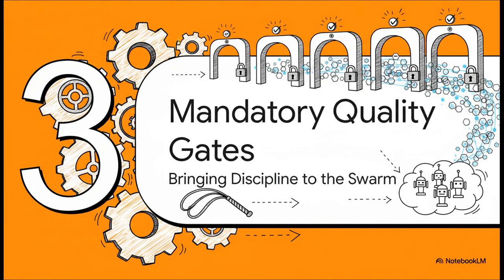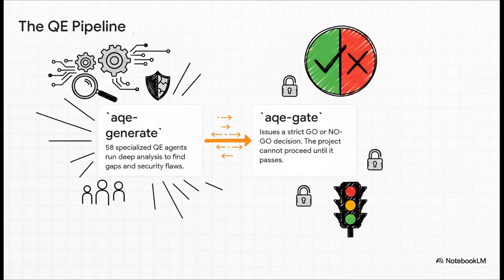Now, having all these cool tools is one thing, but you still need a disciplined process. So TurboFlow 4.0 introduces what it calls mandatory quality gates. This is all about bringing some serious rigor and discipline to the AI swarm. Here's how it works. At every major stage of development, this two-step pipeline kicks in. First, AQ Generate unleashes this team of, get this, 58 specialized quality engineering agents. They do a super deep dive, looking for everything from security holes to gaps in testing. Then, AQ Gate takes that analysis and makes the final call. A simple, strict go or no go. And nothing moves forward without a go.